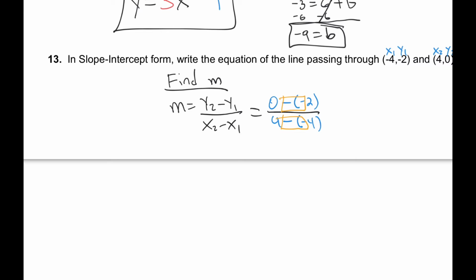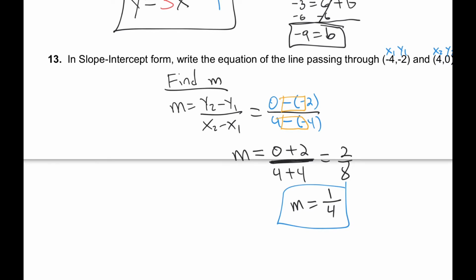So when I simplify, I have m equals 0 plus 2. You turn that double negative into a positive. And on the bottom, you guys have 4 plus 4. So that's going to be 2 over 8. And you guys can simplify 2 over 8 to 1 over 4. So that is the slope. The second thing you guys need to find after the slope is b. So now we're going to find b.